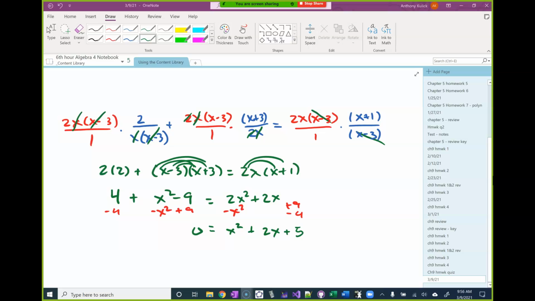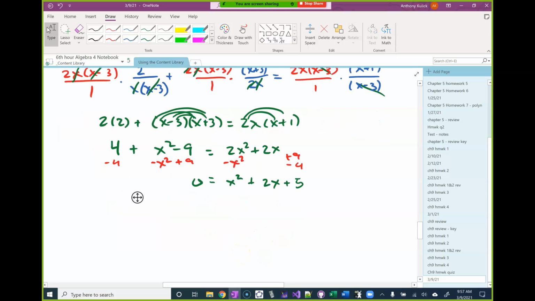Negative b plus or minus the square root of b squared minus 4ac, all over 2 times a. And then 4 times 1 times 5 is 20. 4 minus 20. Because we have the square root of a negative, I know that makes an i. And then the square root of 16 is just 4.